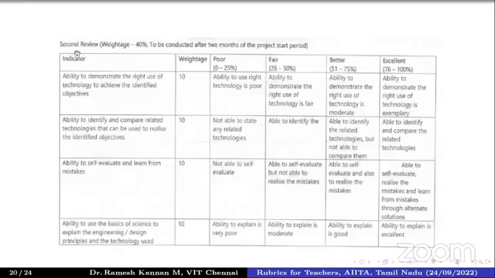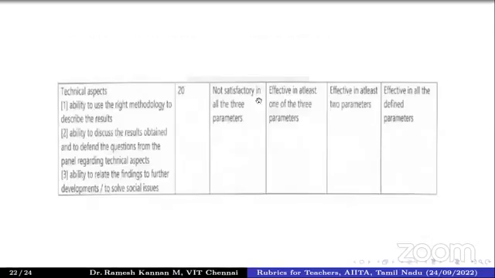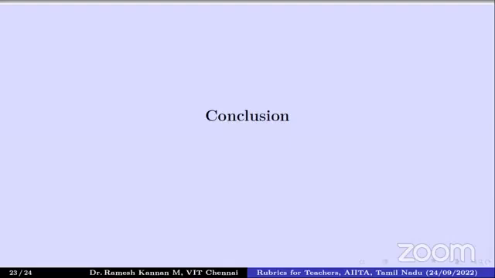Then the second review is for 40%, which has the highest weightage. This is the ability to demonstrate the right use of technology, identify objectives, and the ability to self-evaluate and learn from mistakes. So lean concepts like learning from mistakes, and the ability to use basic science to demonstrate. Then they have these comparisons, and corresponding marks will be allocated. And then the final parameters, like ability to use the right methodology, results obtained, and findings for further development, for social studies to solve social issues. Not satisfactory in 3 parameters, and I think this is poor, fair, good, and excellent, and effective in all defined parameters. So these are some of the important things that I wanted to share with you.